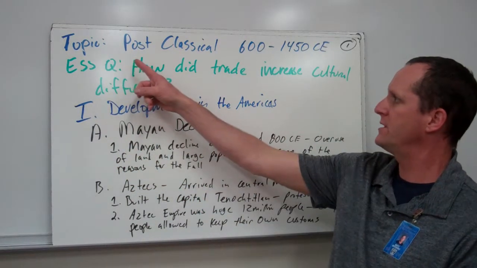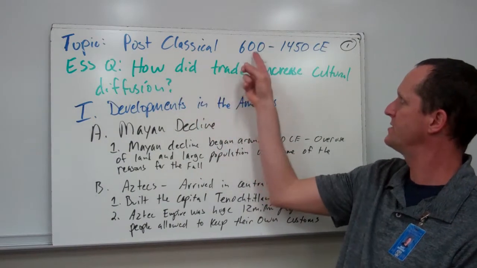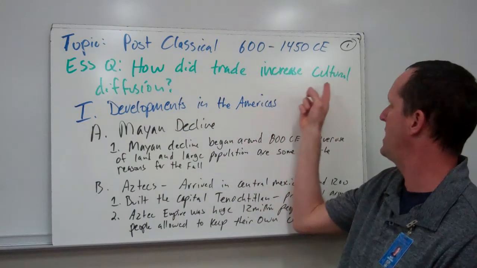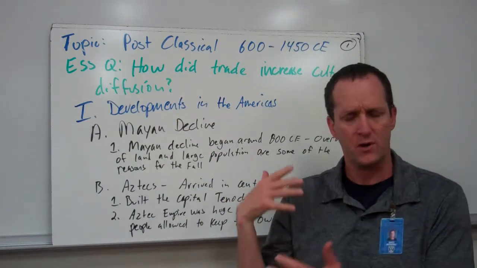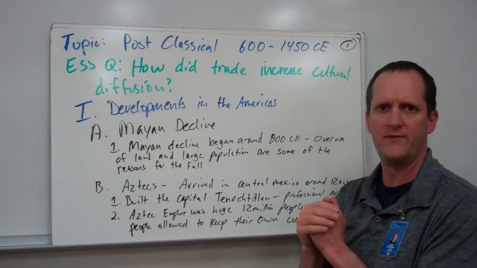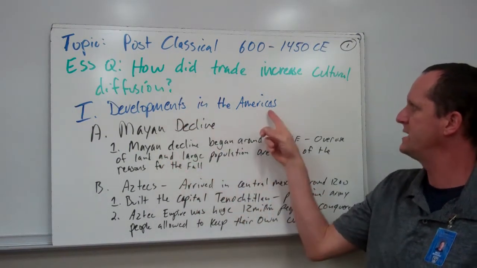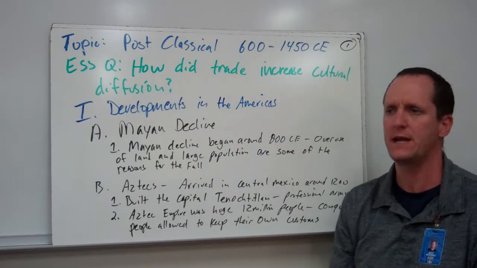All right, topic. This is our last board on post-classical 600 to 1400 CE. Our essential question: how did the trade increase cultural diffusion? So a lot of these boards will be review, but nevertheless they need to have good notes. Developments in the Americas. The Mayan decline.